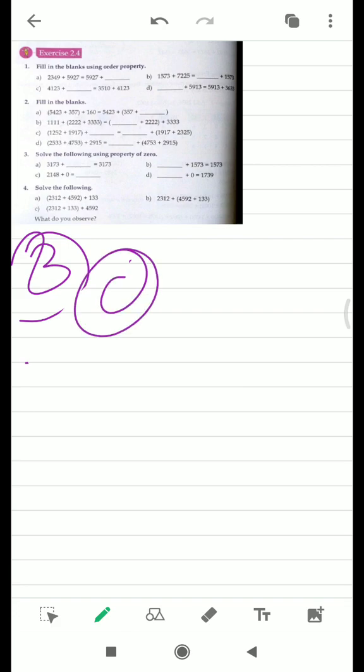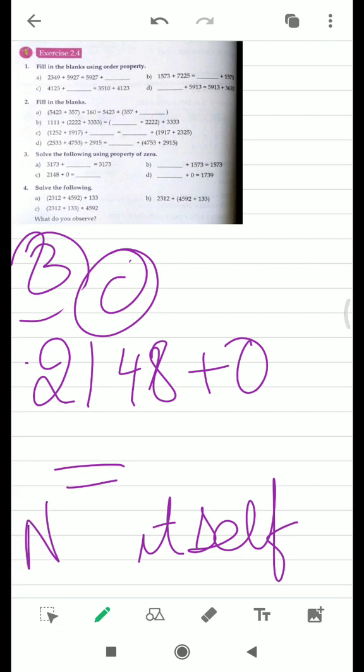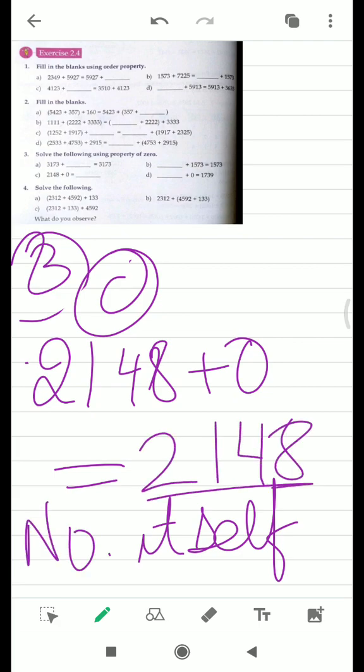C part. 2148 plus 0. What is it going to be? It's going to be the number itself. So which is 2148 again, using the property of 0.